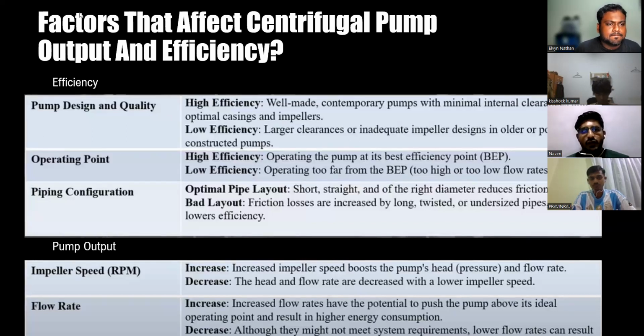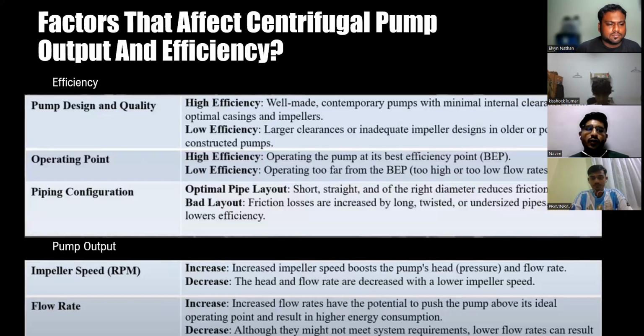Factors that affect centrifugal pump output and efficiency. The pump design and quality. High efficiency: a contemporary pump with minimal internal clearance and optimal casing and inflows. Low efficiency: larger clearance or inefficient impeller design in older or poorly constructed pumps. Operating point. High efficiency: operating the pump at its best efficiency point, BEP. Low efficiency: operating too far from the BEP, at too high or low flow rates.